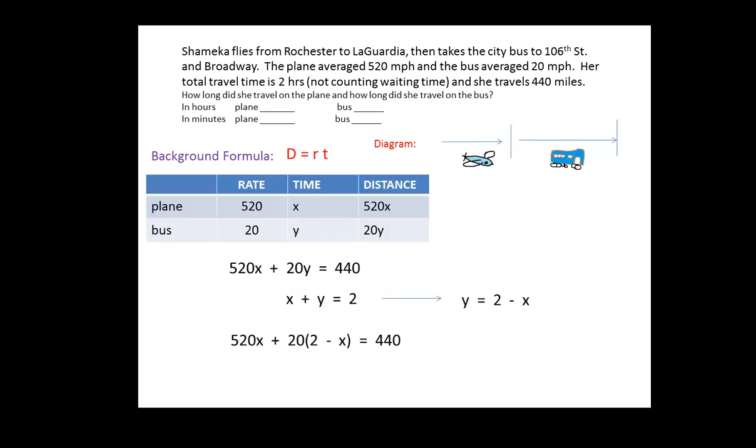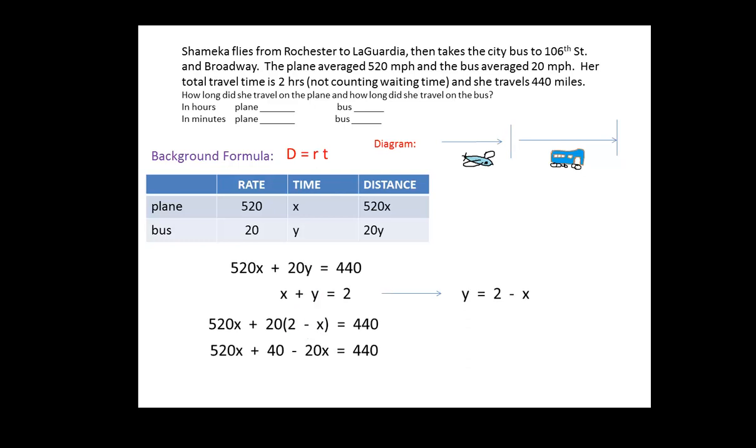So here we go. I have rewritten this second equation as y equals 2 minus x. I have replaced the y in my first equation with 2 minus x. We're ready to continue to solve this equation. Now we'll need to distribute the 20, or multiply through. That will be my next step in the process of solving this equation. And you can see that here. 20 times 2 gave me 40, and the 20 times the negative x is negative 20x.